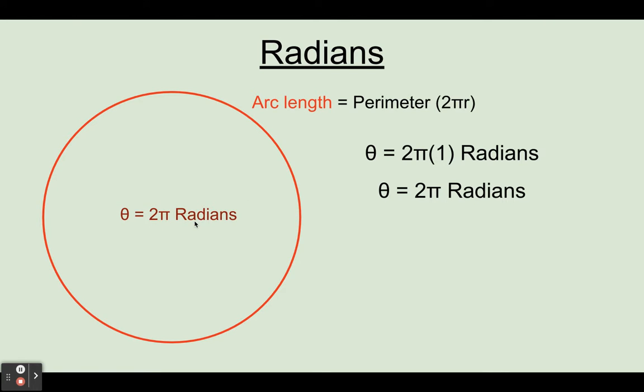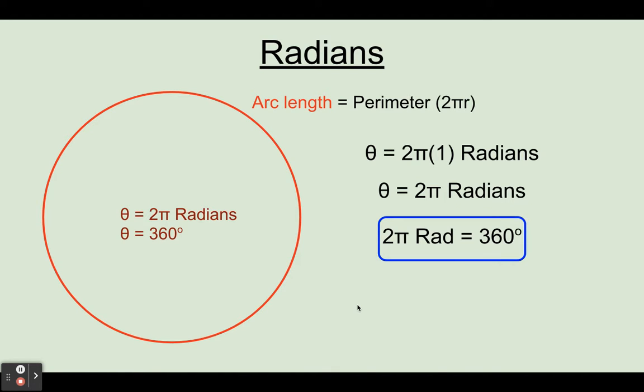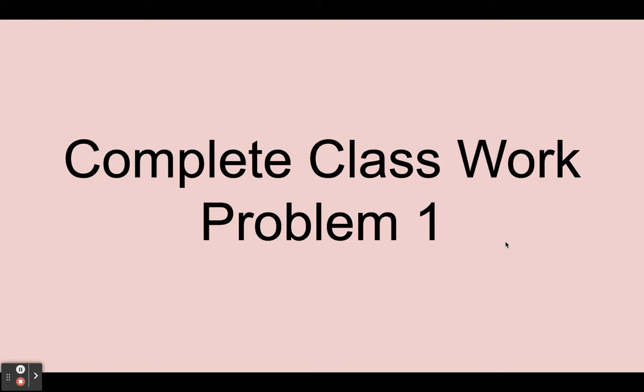We also know that an entire circle has 360 degrees. So if an entire circle has both 2 pi radians and 360 degrees, then 2 pi radians equals 360 degrees. I abbreviated the radians with RAD. That's a nice equivalency, and we're going to use it a bunch. Notice if I divide both sides by 2, I get pi radians equals 180 degrees. So you want to stop this and do class problem 1.